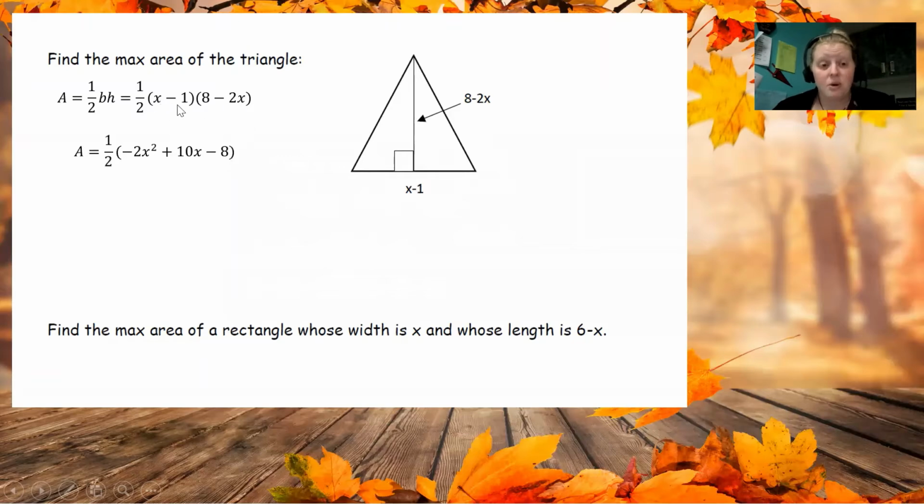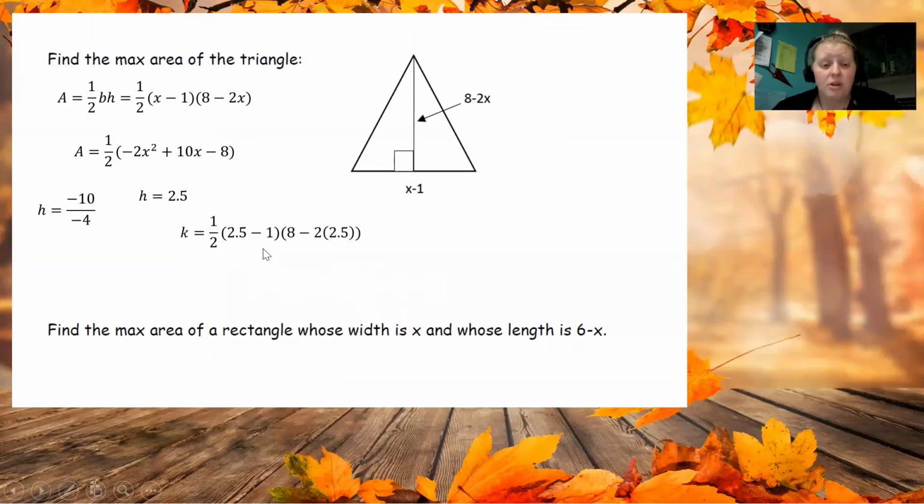I usually FOIL, so I'm going to leave the 1/2 alone for right now, and I'm going to FOIL this product out, and we get negative 2x squared plus 10x minus 8. If you want to distribute your 1/2 in, that's completely fine. And if you want to work with negative x squared plus 5x minus 4, that's fine. I'm just going to work with this in here for right now to get my h. It doesn't make a difference, it's just my preference. So if I do opposite b over 2a, I'll get 2.5. Even if you distributed the 1/2 in, you should still get 2.5 as your h value.